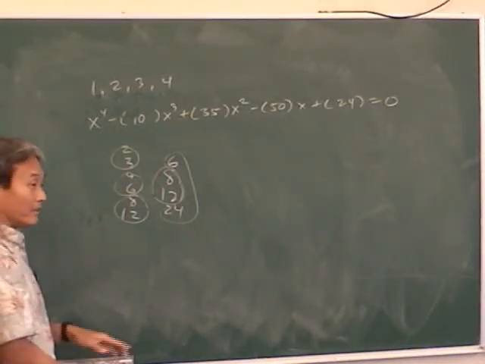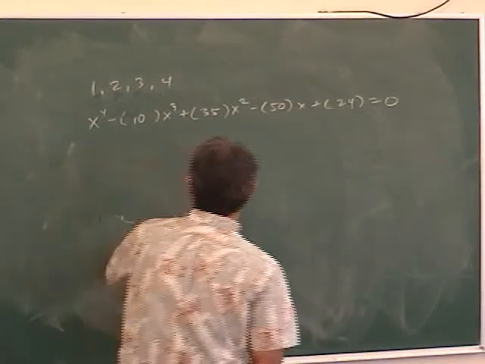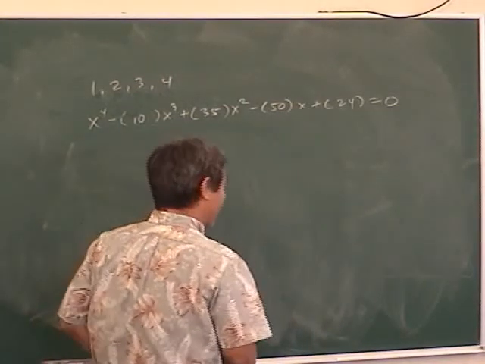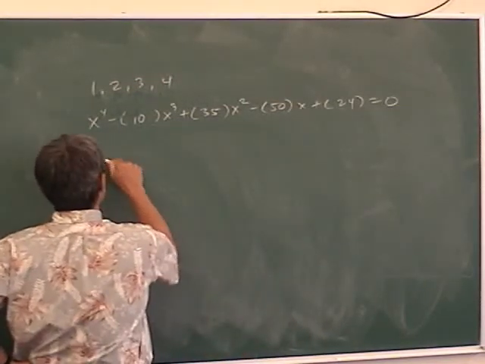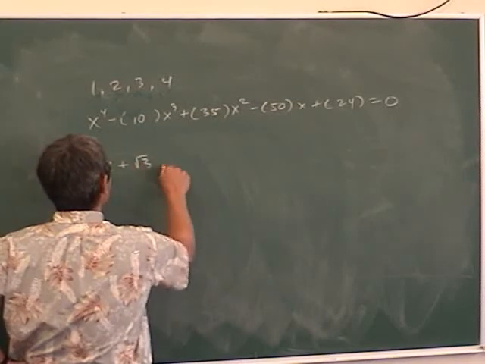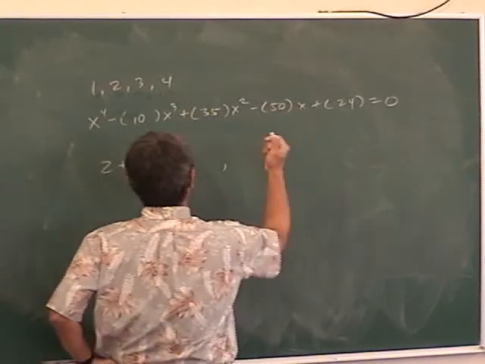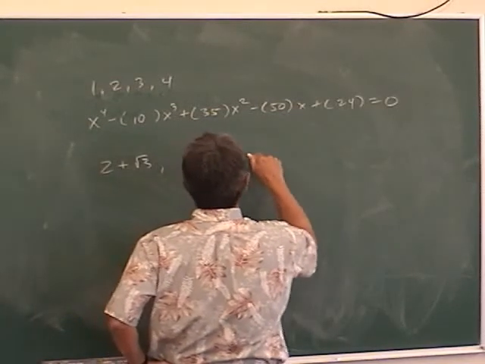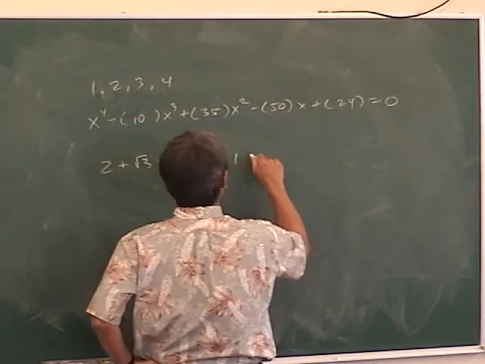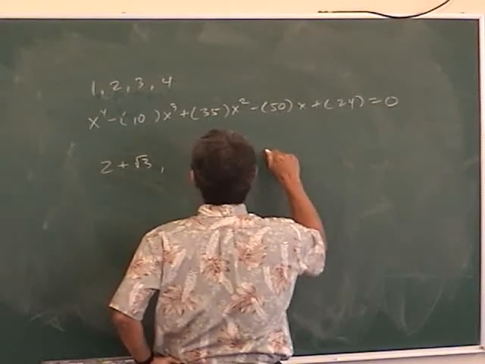Wait, you think you're good? Okay, write me a polynomial equation whose roots are 2 plus root 3 and make up a number. 1 minus 2i.